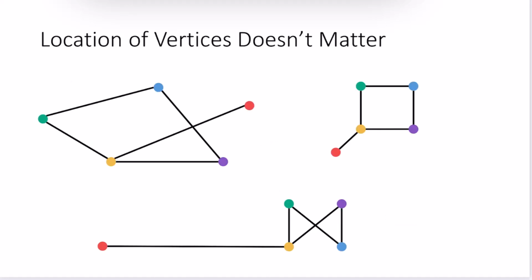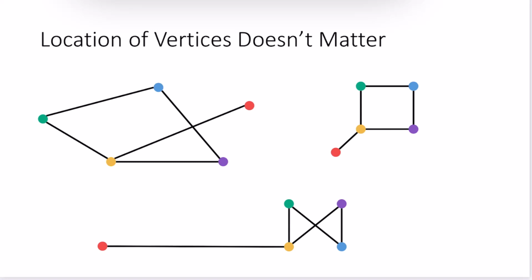And one of the things that's kind of interesting about graphs is in the diagram, it actually doesn't matter where you put the vertices. So these 3 graphs that I have drawn here are actually all the same graph. They're just drawn with the vertices in different locations. But the most important thing about a graph is which vertices are attached to each other.